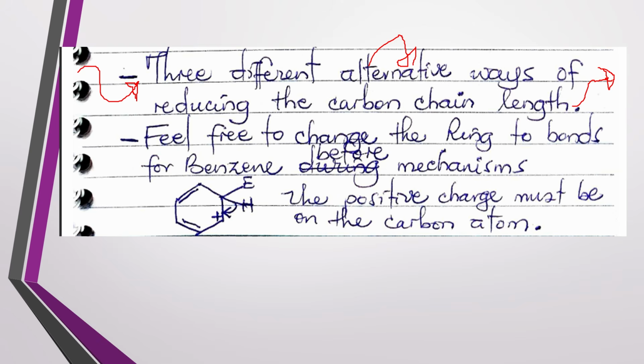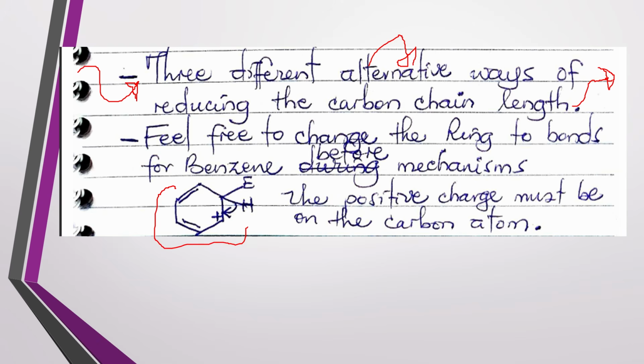The other thing is to feel free to change the ring to pi bonds whenever you're dealing with the benzene ring, especially before mechanisms. For mechanisms, we say that you're going to be using this structure of a benzene, having pi bonds inside it.